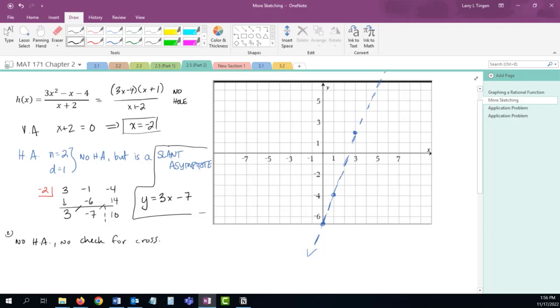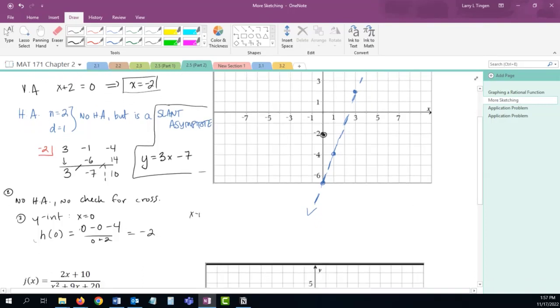Next thing, that was step 2. Step 3, intercepts. Find the y-intercept by letting x be 0. If x is 0, take a look at this really quick with me. If x is 0, everything that has an x goes to 0, right? So that's 0 minus 4 over 0 plus 2, which is -4 divided by 2, which is -2. So 0, -2 is my y-intercept.